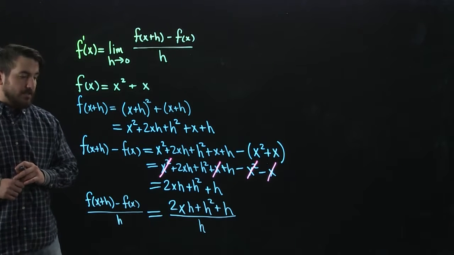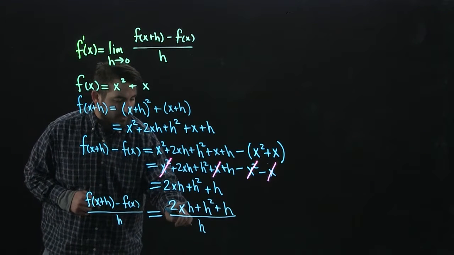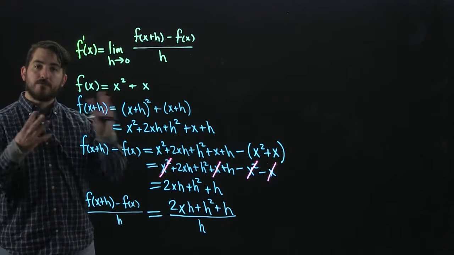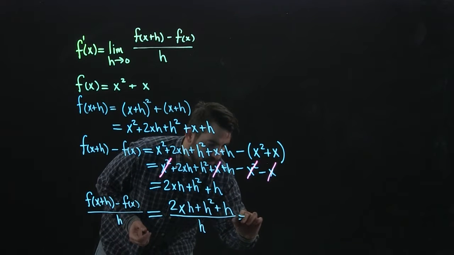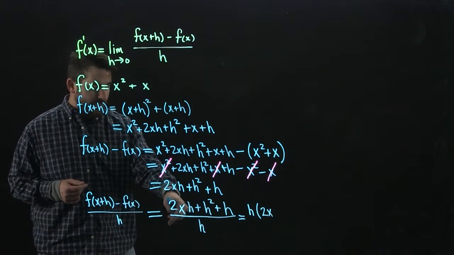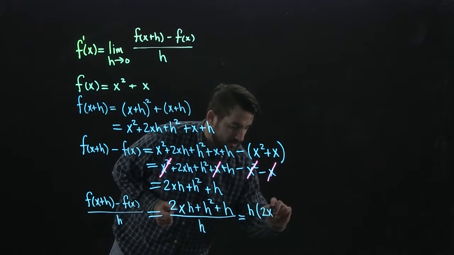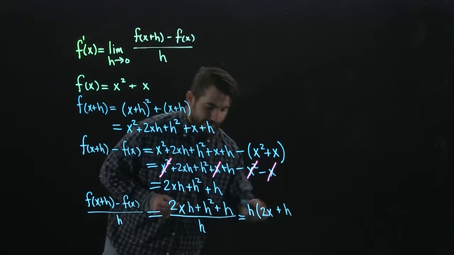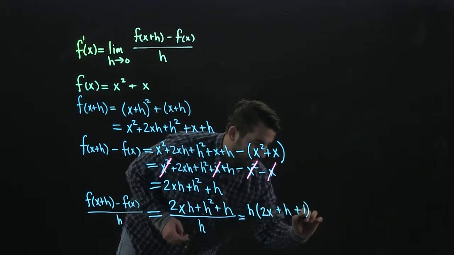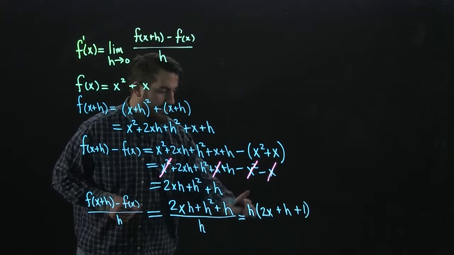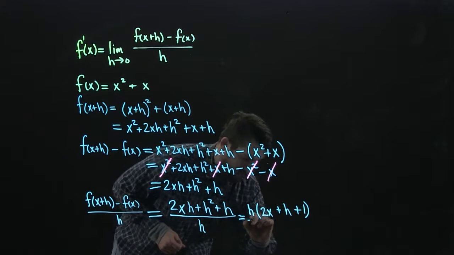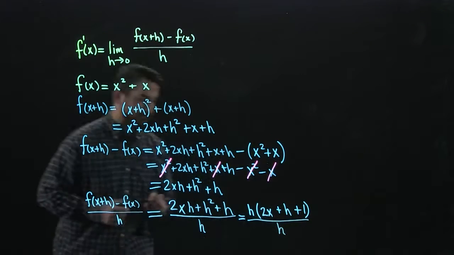Then the next thing I'm going to do is look at the top, and it has 3 terms, 1, 2, 3. In each one of those terms, h is common. So I'm going to factor that out and get h times 2x. I factored out the h from there, and I'm left with just 2x. And then plus h. I factor out one of the h's, but there's still one left. And then don't forget plus 1. Because again, I should be able to multiply the h back in and get what I started with in the numerator. And then, again, I divide by h.